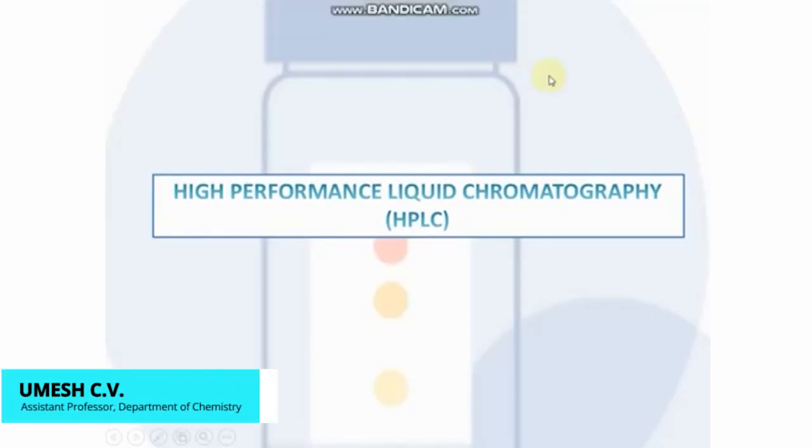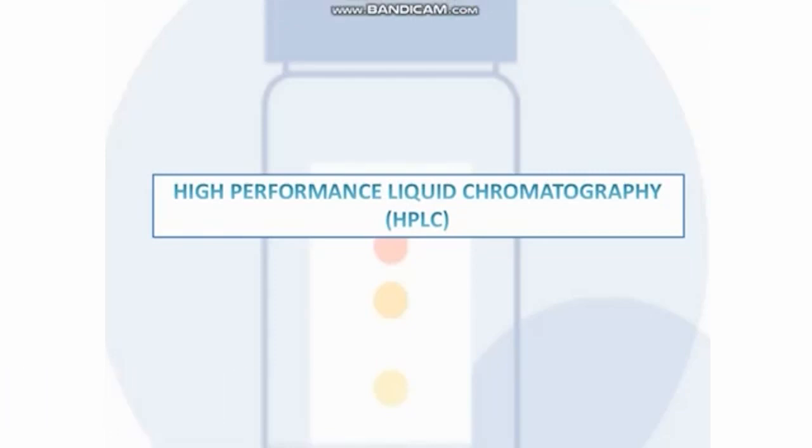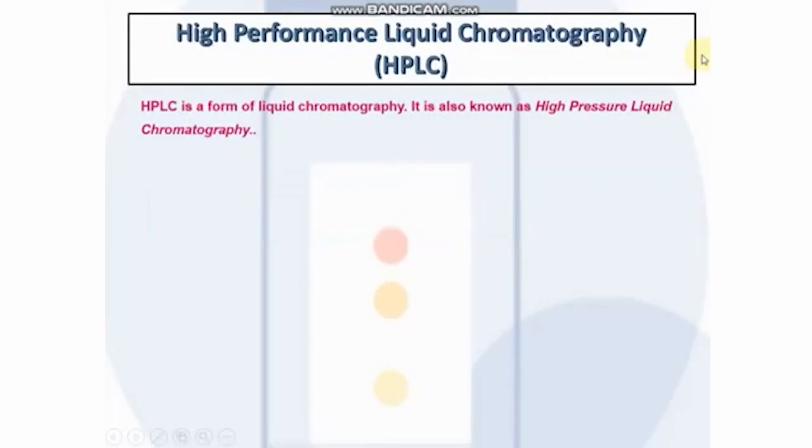Hello, this is a video related to the basics of high performance liquid chromatography, commonly known as HPLC. HPLC, or high performance liquid chromatography, is an analytical technique used for separation, identification and quantification of a chemical mixture, or simply we can say that it is used for separation of mixtures.